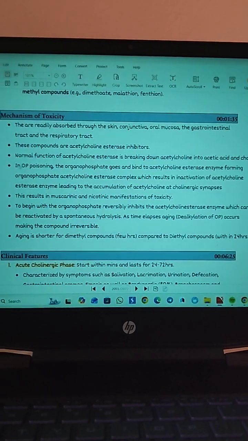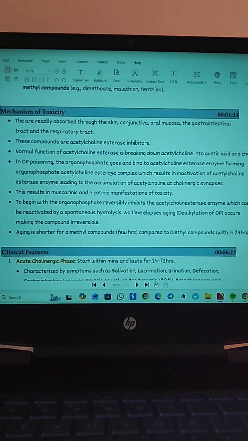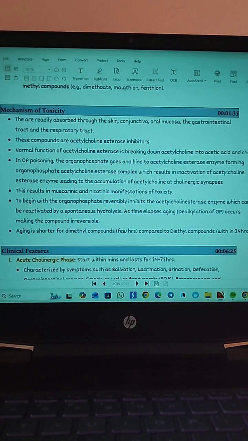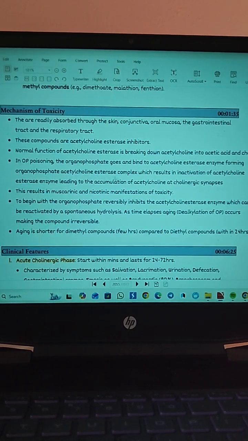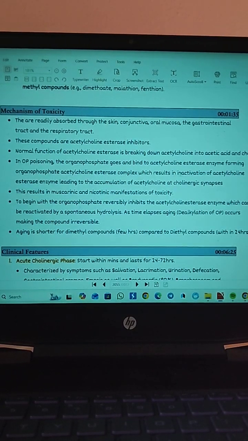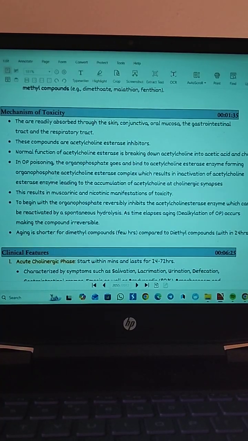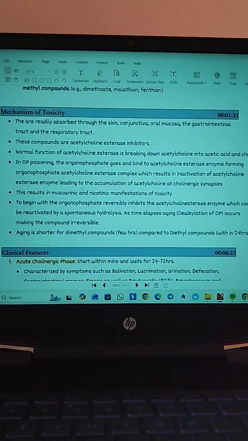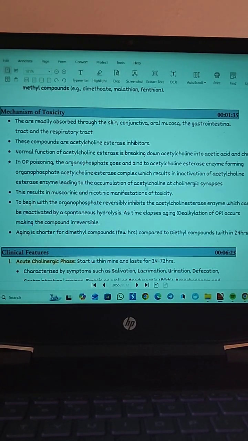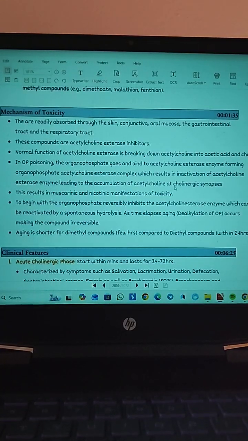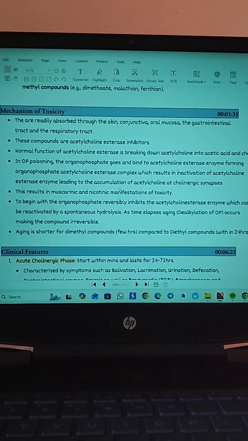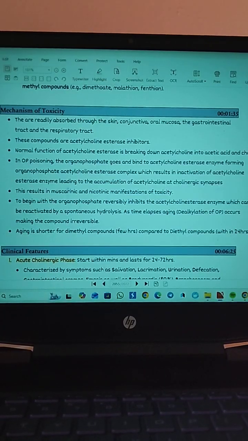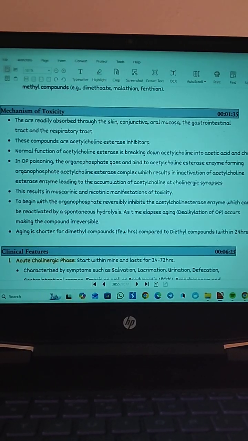So what happens in OP poisoning? These organophosphate compounds will bind to the acetylcholinesterase enzyme and form a complex, the organophosphate-acetylcholinesterase complex, and this results in inactivation of the enzyme. When this enzyme is inhibited, this leads to accumulation of acetylcholine at the cholinergic synapses, and this leads to the muscarinic and nicotinic manifestations of this toxicity.